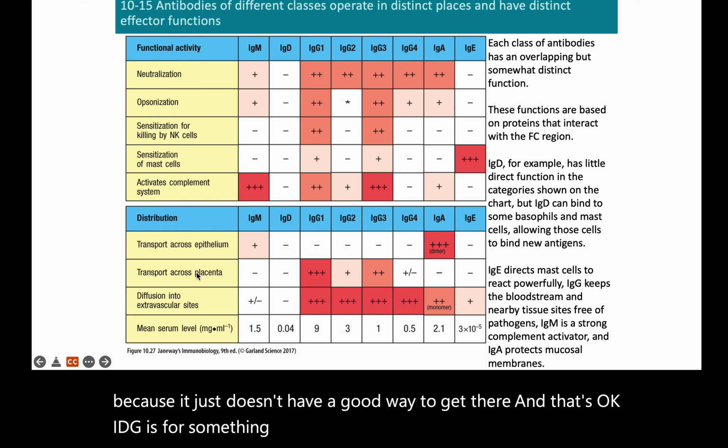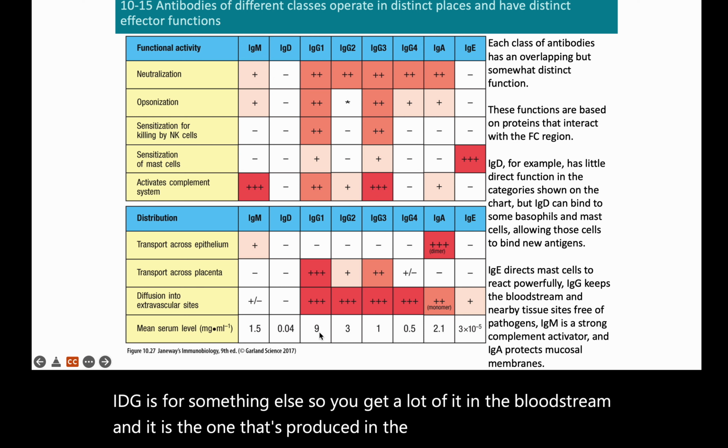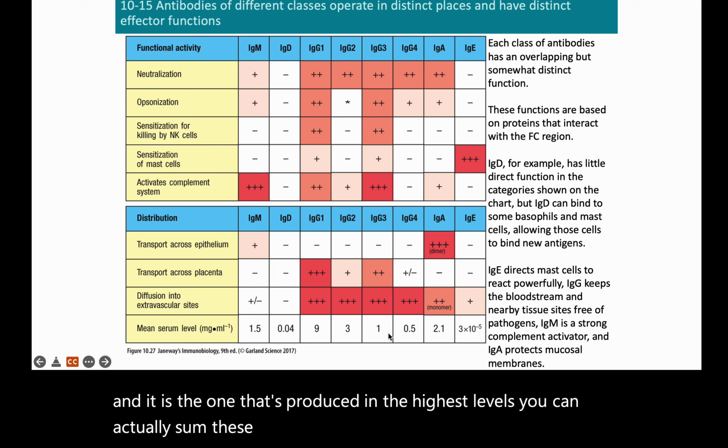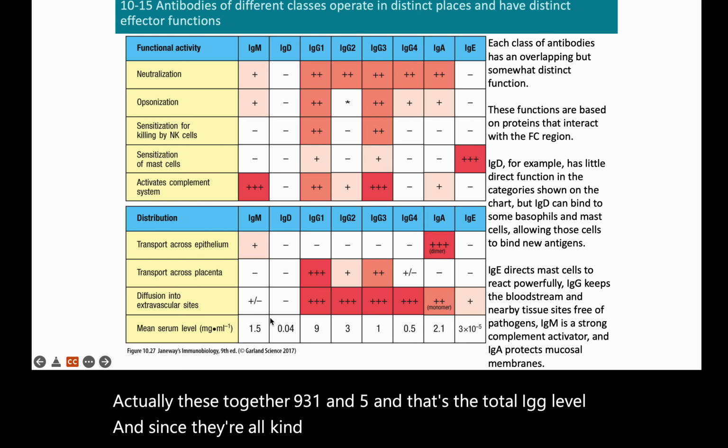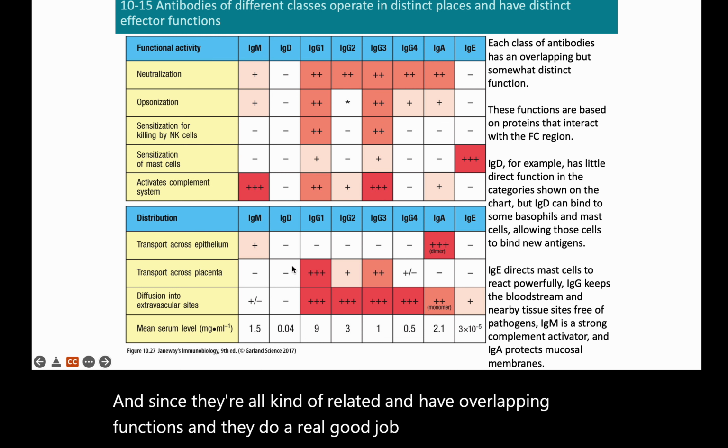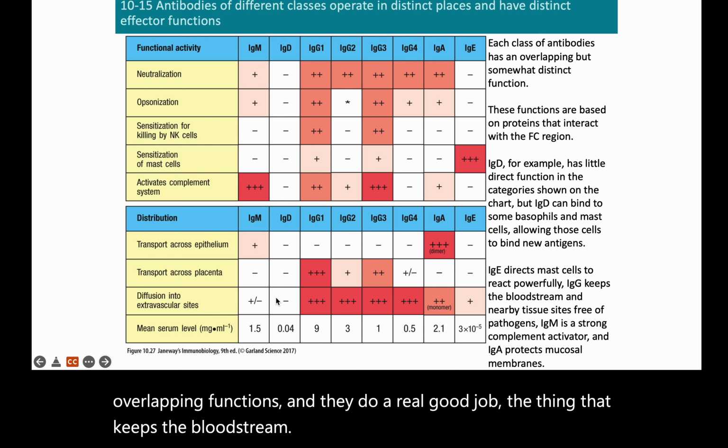You get a lot of it in the bloodstream. And it is the one that's produced in the highest levels. You can actually sum these together, 9, 3, 1, and 0.5, and that's the total IgG level. And since they're all kind of related and have overlapping functions, they do a real good job. They're the thing that keeps the bloodstream sterile, effectively.